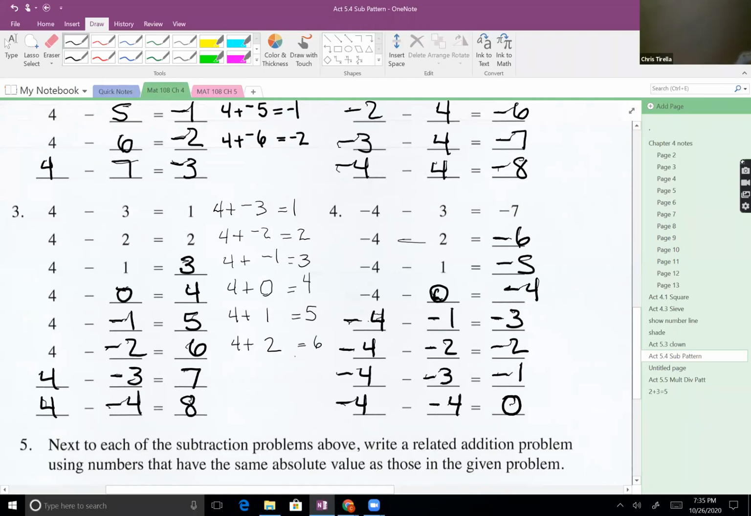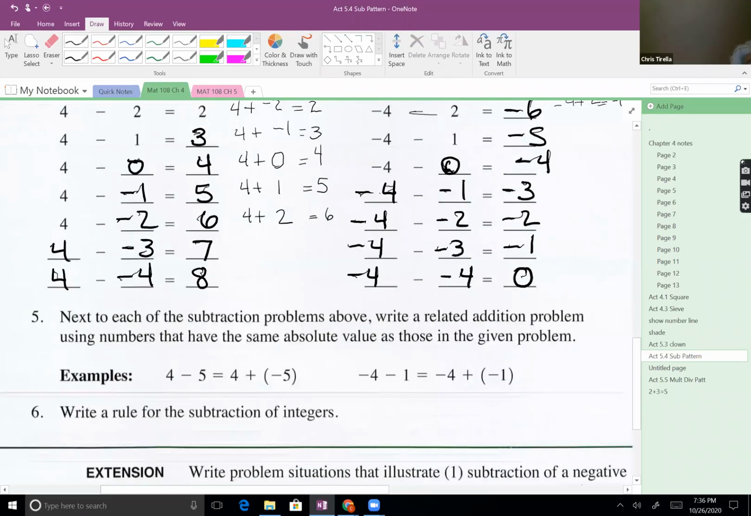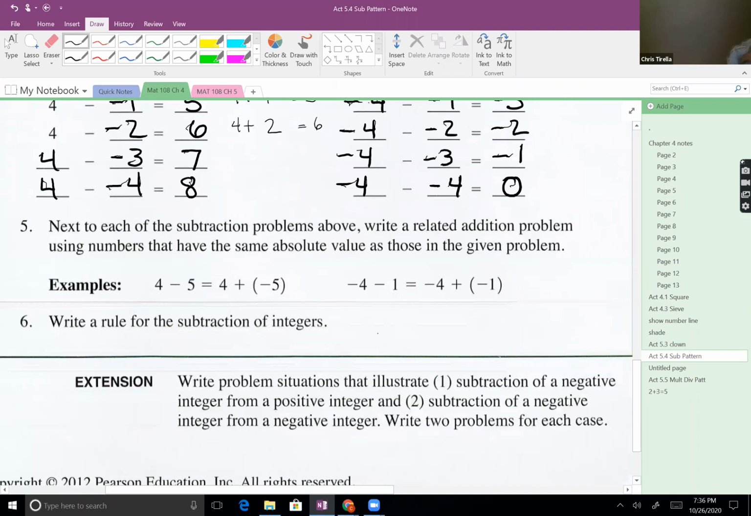And then patterns for number 4. What would I add to -4 to get -7? -3. What would I add to -4 to get -6? -2. And what do you notice about each and every one of these? The sign just switched. And so can we say to subtract integers, what happens?